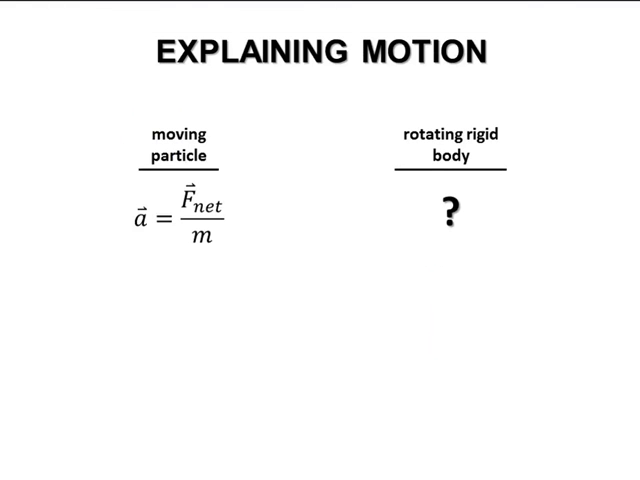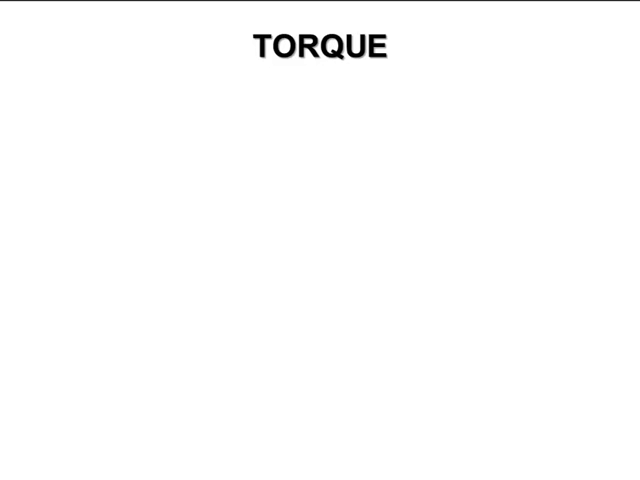So when it comes to explaining the rotation of a rigid body, clearly the force alone is not going to be enough. The force is important, but how we applied the force, where we applied it, and the direction we applied it were important things as well, not just the size of the force. And so we're going to need to come up with a new concept that includes all three of those things: the size of the force, where the force is applied, and the direction of the force. That new quantity, we're going to call torque.